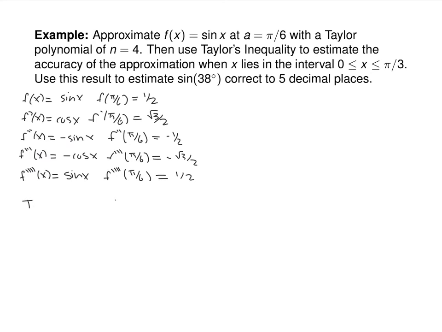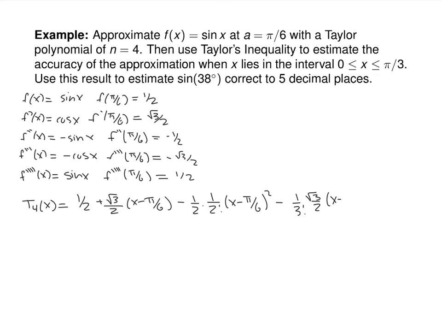All right, so our fourth degree Taylor polynomial will be 1/2 plus root 3 over 2 times (x - pi/6), our a value is pi over 6, minus 1/2 times 1 over 2 factorial times (x - pi/6) squared, minus 1 over 3 factorial times root 3 over 2 times (x - pi/6) cubed, and finally 1/2 times 1 over 4 factorial times (x - pi/6) to the fourth.